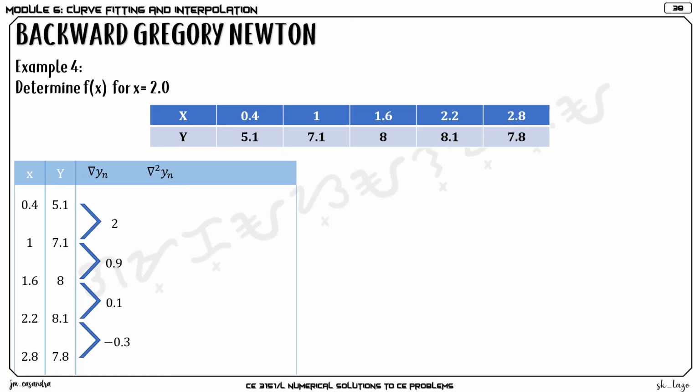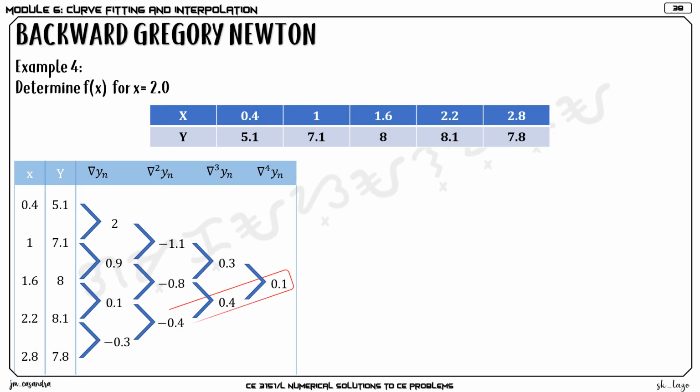Nabla squared y sub n will give us negative 1.1, negative 0.8, and negative 0.4. Nabla cube y sub n gives us 0.3 and 0.4. And closing our table, we have nabla raised to 4 y sub n 0.1. So we have now identified our leading backward differences with quantities 7.8, negative 0.3, negative 0.4, 0.4, and 0.1. So for our h, that is computed 0.6 as the interval for all values of x.